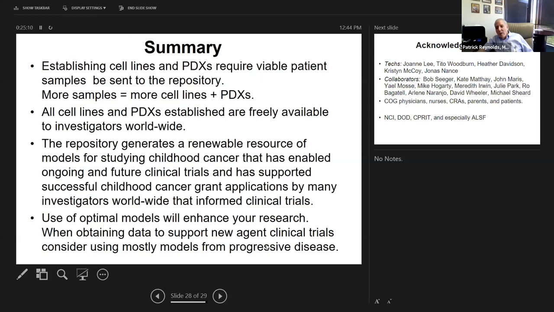It's important when you're obtaining data, especially for new agent clinical trials, please consider using mostly models established in patients that have progressive disease, because that's exactly what you're going to see first when you get in the clinic with these in the phase 1 and phase 2 trials. You're not going to see chemo-naive tumors.